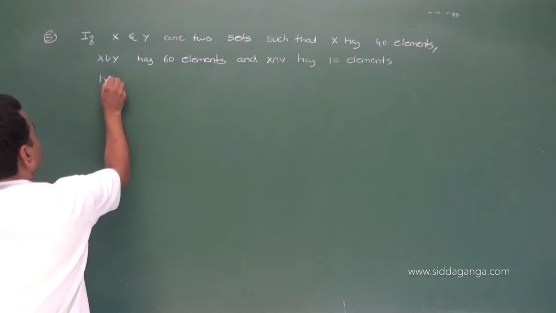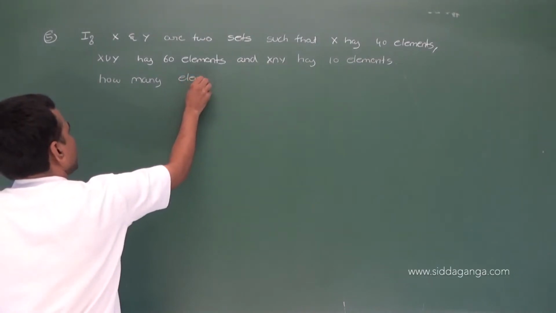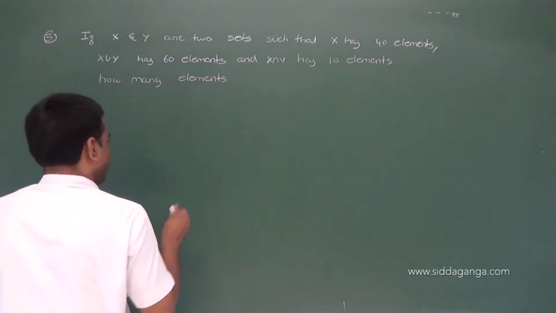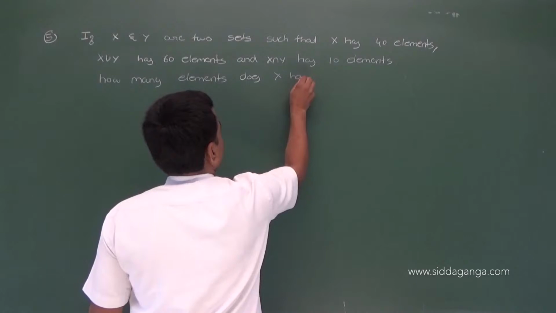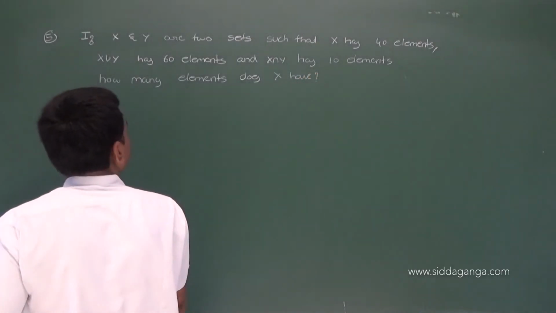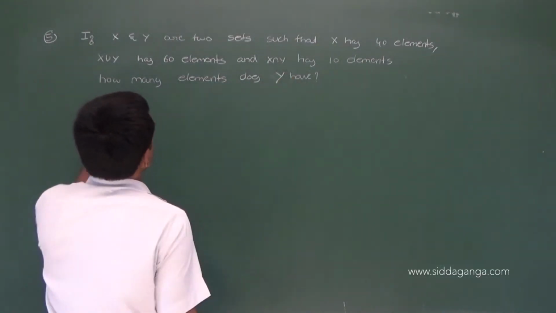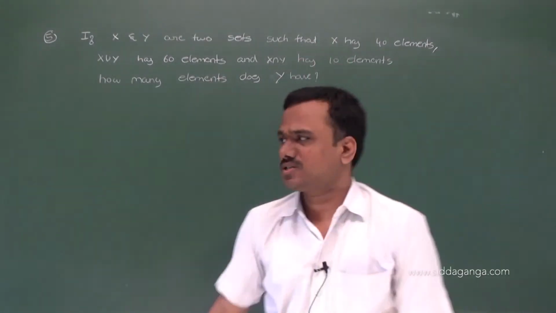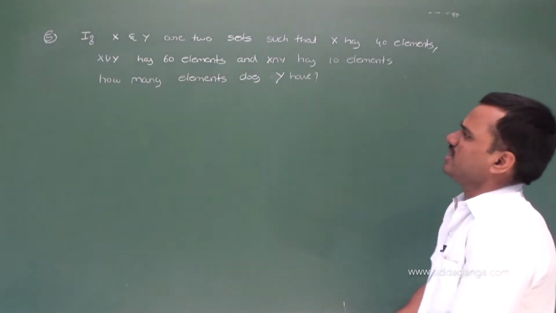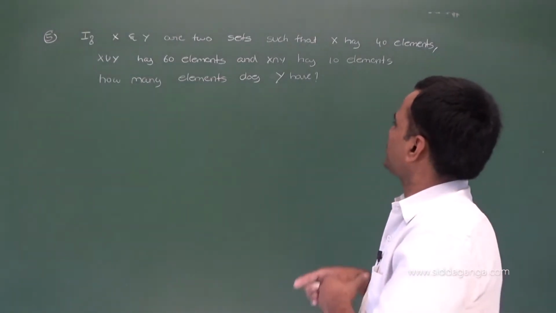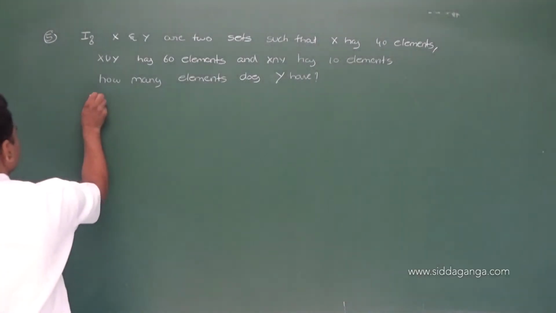How many elements does Y have? Sorry, not X, it is Y, because X is given. See the question. If X and Y are two sets such that X has 40 elements, X union Y has 60 elements, X intersection Y has 10 elements, how many elements does Y have? So, solution. Very simple question.